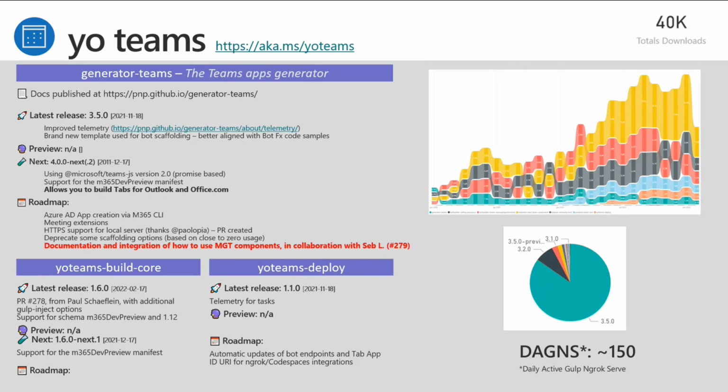The only major release we had was for the build-core component with a couple of additions, specifically a PR from Paul Schaefline, which added more configurations for the gulp inject that's used behind the scenes if you have more advanced scenarios. We're also working together with Seb to ensure that upcoming versions are more streamlined and work much easier with MGT. So that's it for me, I think.